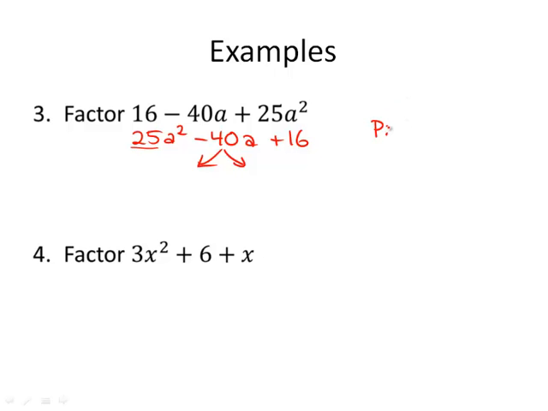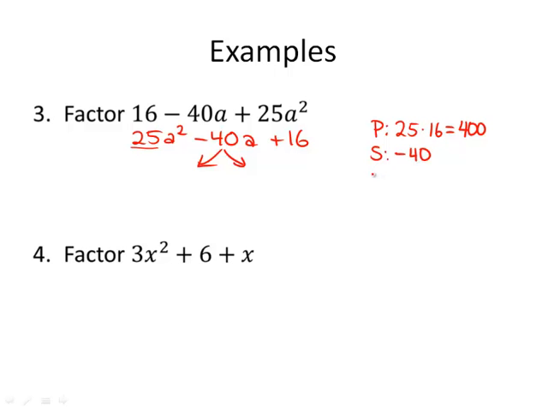The product that we're looking for for these two terms is going to be whatever multiplies to 25 times 16, which is a really big number, 400. But it seems like a nice number. And sums to negative 40. So we need to think of two numbers that multiply to 400 and add up to negative 40.